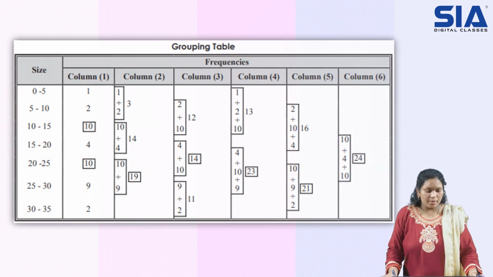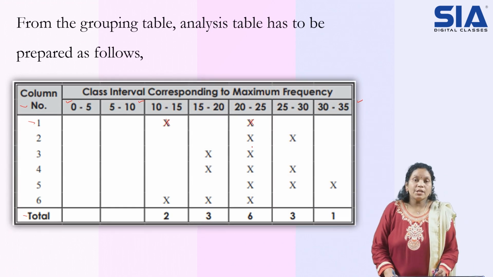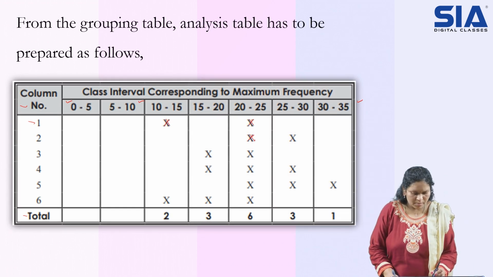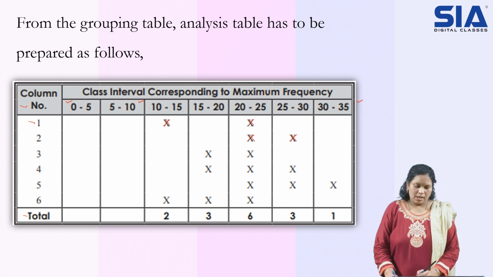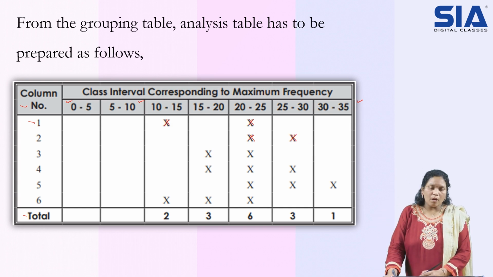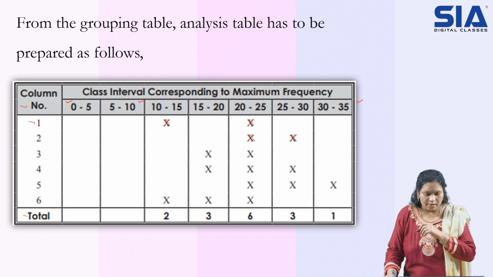Let us check it out in grouping analysis table. Check it out. Second column I have got in 20 to 25, right? So I made a cross mark. Again 25 to 30 also. So I made a cross mark here also. So this is how we'll find out all up to the sixth column. The cross marks we have to go on doing by checking out the highest value in that particular column.